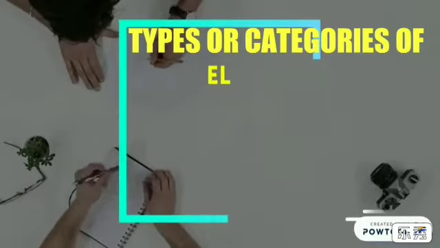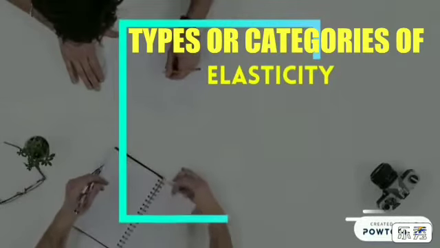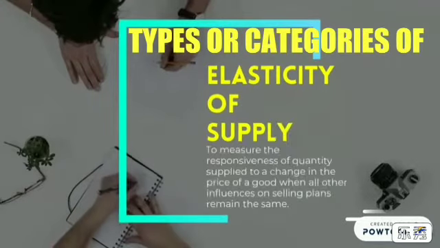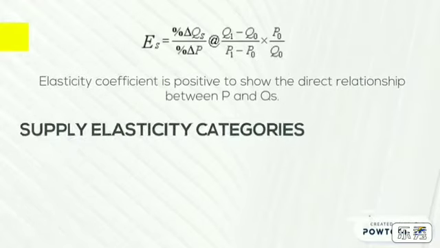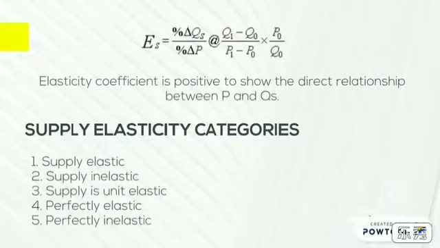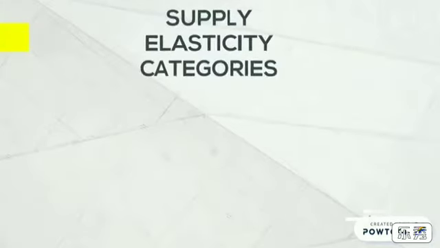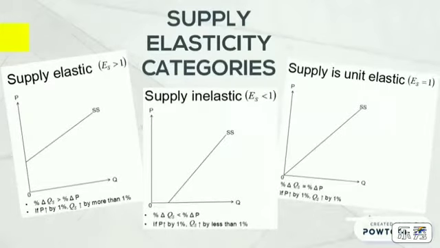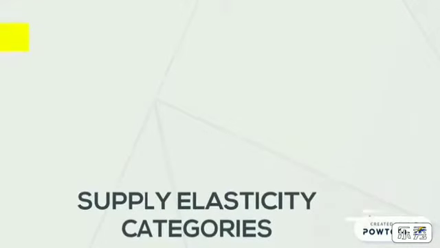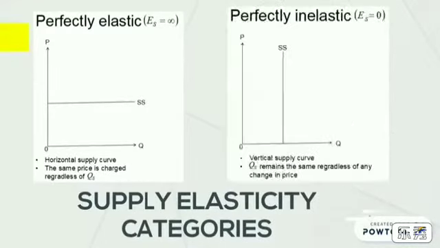Types or categories of elasticity of supply. To measure the responsiveness of quantity supplied to a change in the price of a good when all other influences on selling plans remain the same. The types or categories of elasticity of supply. They are supply elastic, supply inelastic, supply is unit elastic. Then perfectly elastic and perfectly inelastic.